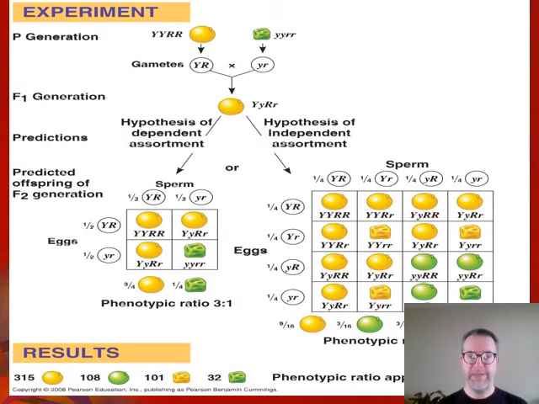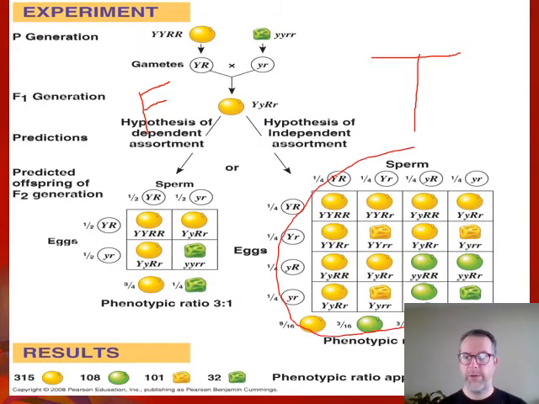Here's independent assortment. This is what really happens. This is the true side. If you have yellow and round seed and cross that with a wrinkled green seed, independent assortment means we're going to have yellow and round, or you could have yellow and wrinkled. This is the false side. If you had dependent assortment, which is not true, you would have only yellow and round and only wrinkled and green. But instead we have this situation over here where it is independently assorting.